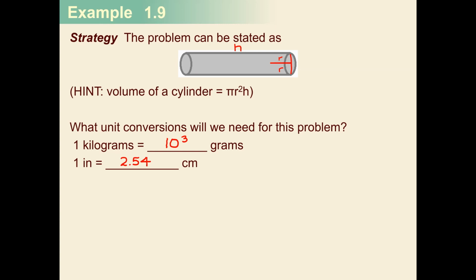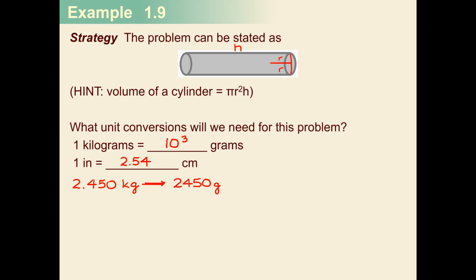So let us start with our mass. So we started with 2.450 kilograms. Well, now what we ended up needing to do is convert that to grams. So we would multiply that by 1,000, and as you see here, we would get 2,450 grams.